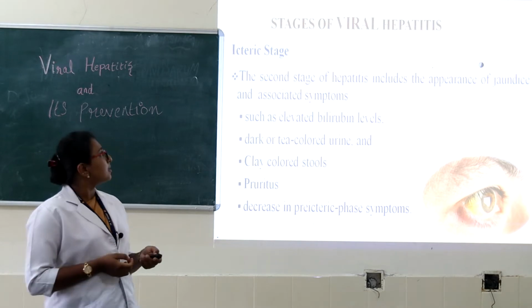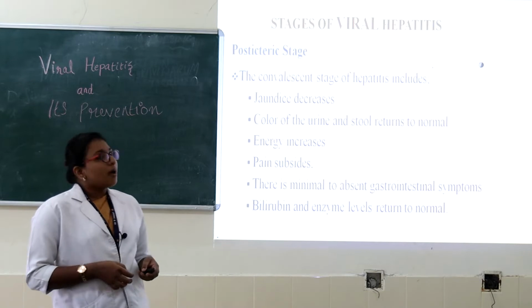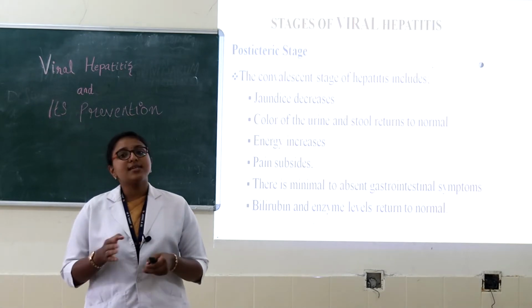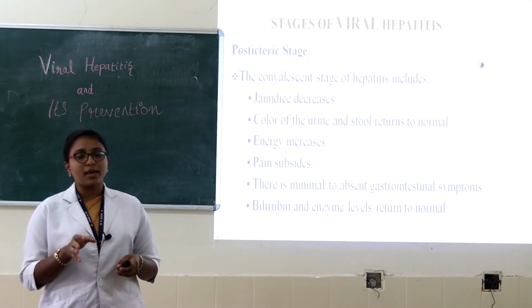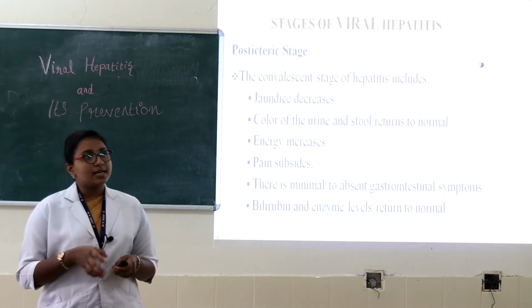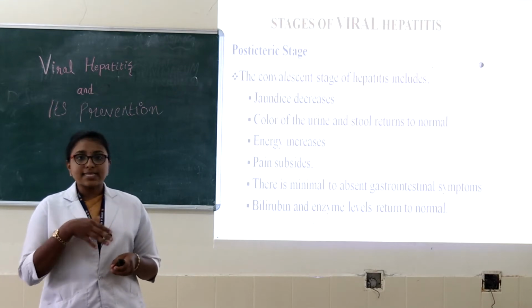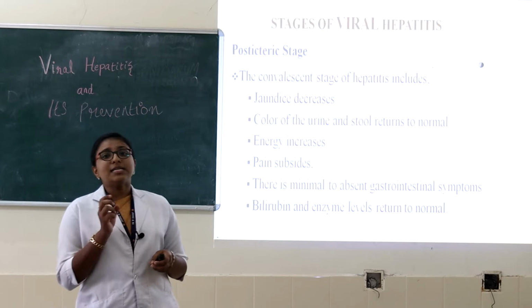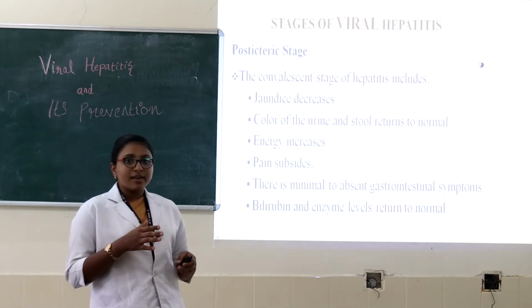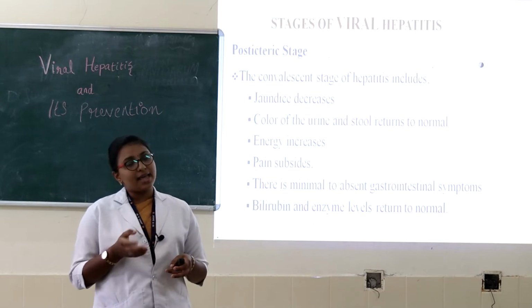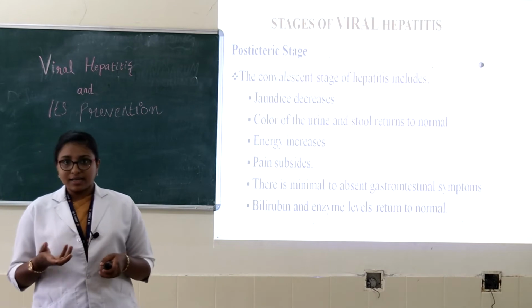And the next stage is the post-icterus stage. The post-icteric stage is the convalescent or recovery stage. In this period, the jaundice symptoms start to disappear, the color of urine and stool returns to normal, and enzymes return to normal, though some GI problems may or may not be present. Malaise and fatigue start to decrease, and the energy level increases during this stage.